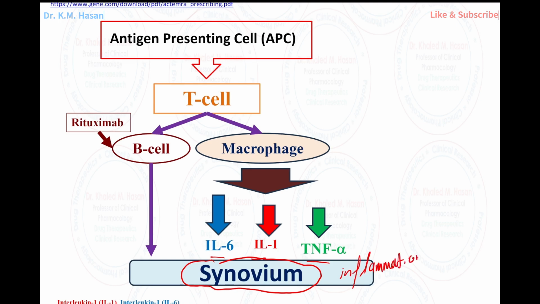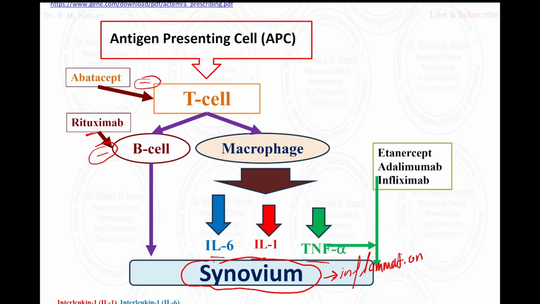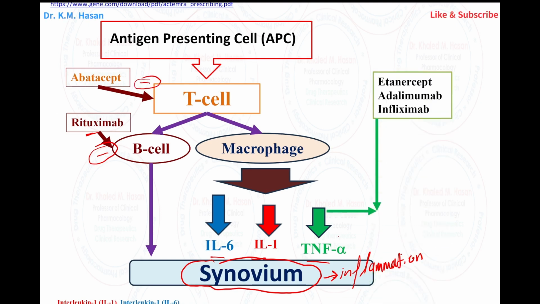And we have activation of the immune system. We have complement activation. For example, here you can see we can use rituximab that inhibits B cells. What else? We can use abatacept that inhibits T cells as a medication. We can also use medications that inhibit tumor necrosis factor alpha. We have etanercept, adalimumab, infliximab, and other medications.